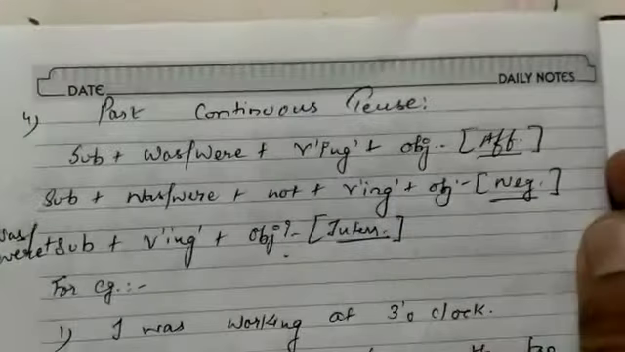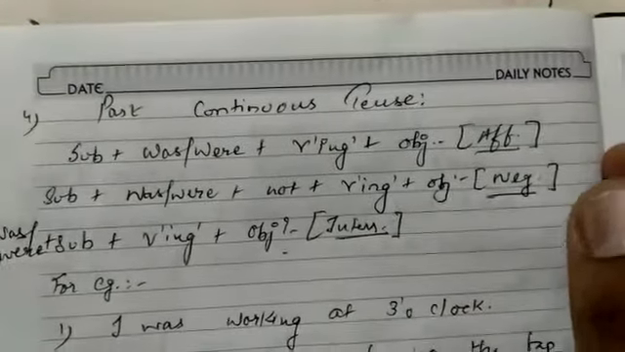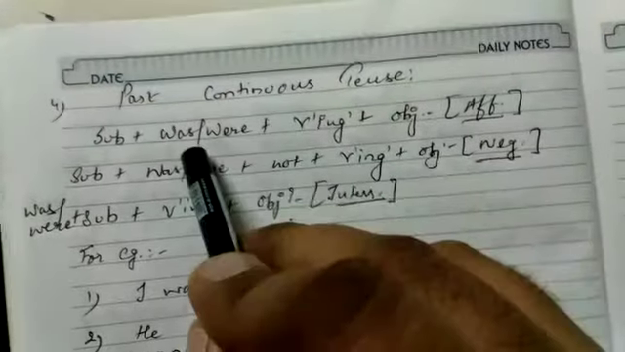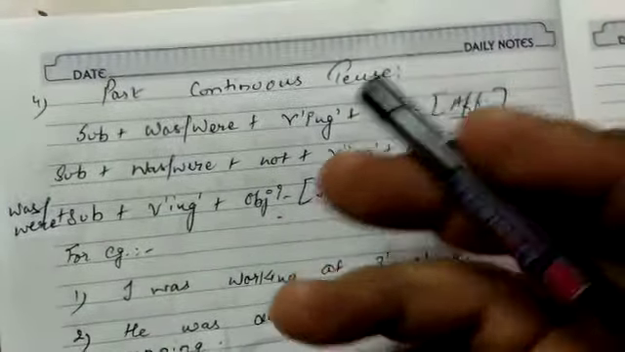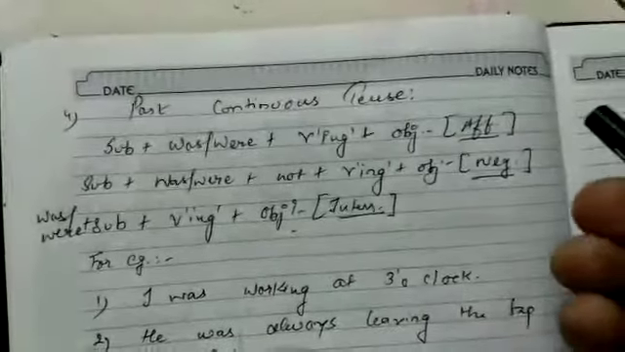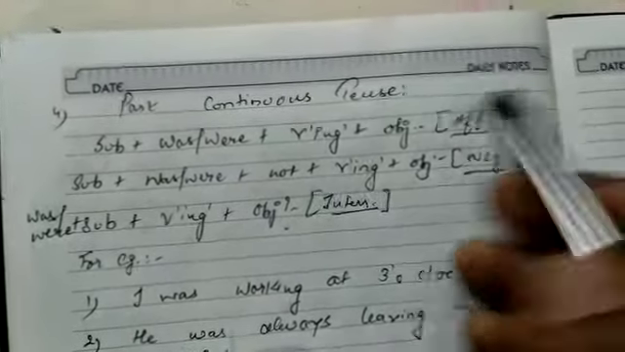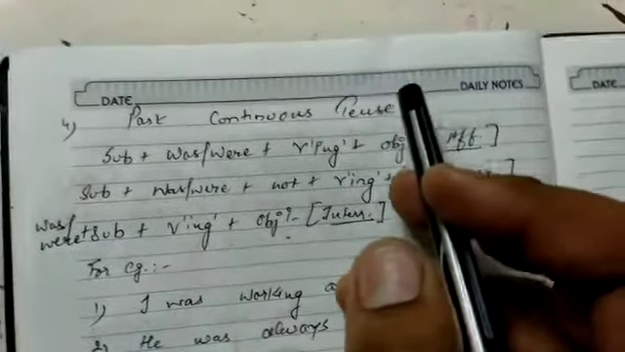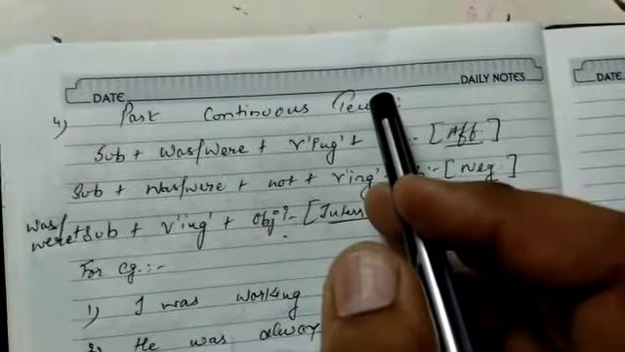Now we are done with the simple tenses. We are done with simple past, we are done with simple present, and now we have completed simple future. Now moving next are the continuous tenses: past continuous, present continuous, and future continuous. So today we'll take past continuous tense. Maybe next time we'll take present continuous tense and future continuous tense.